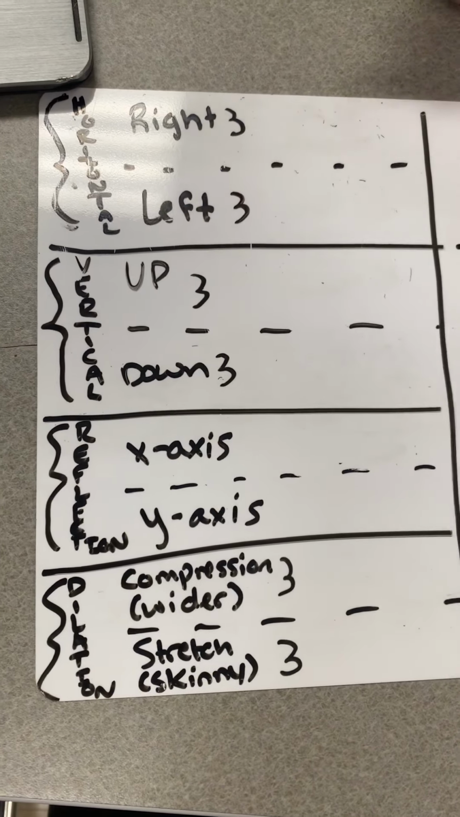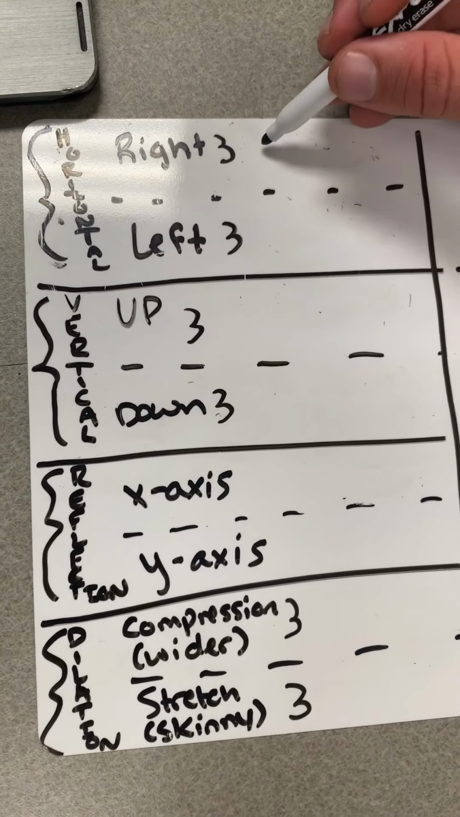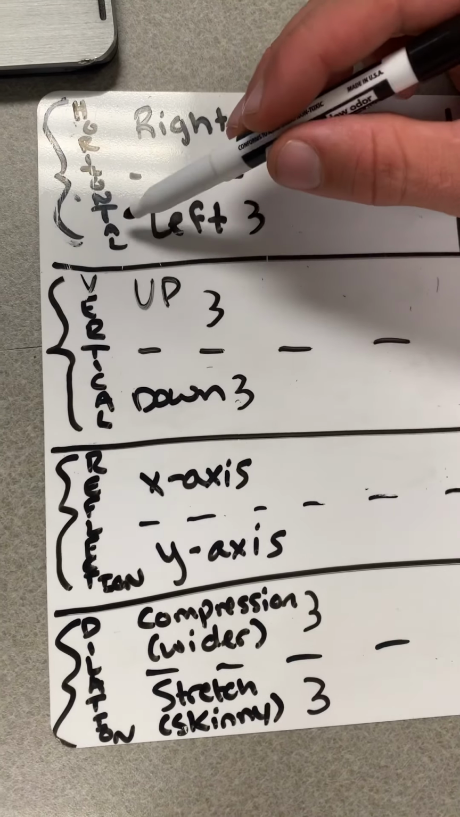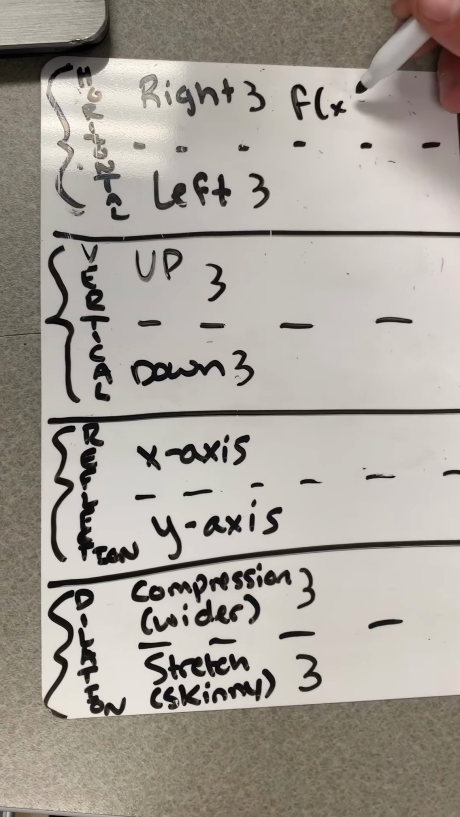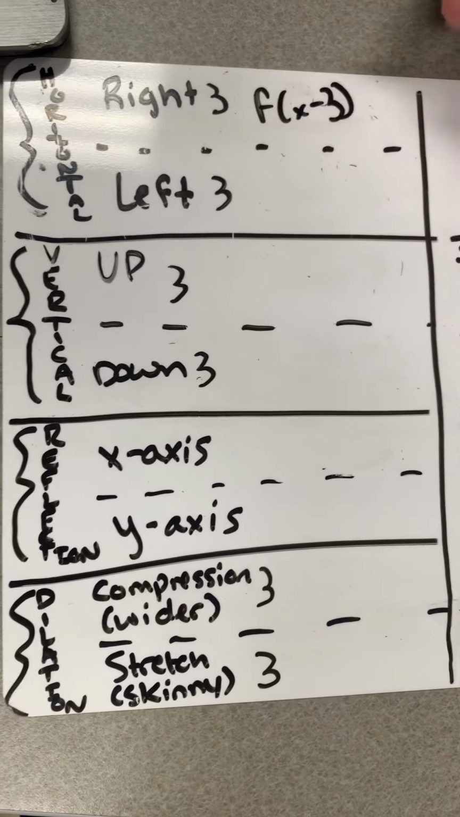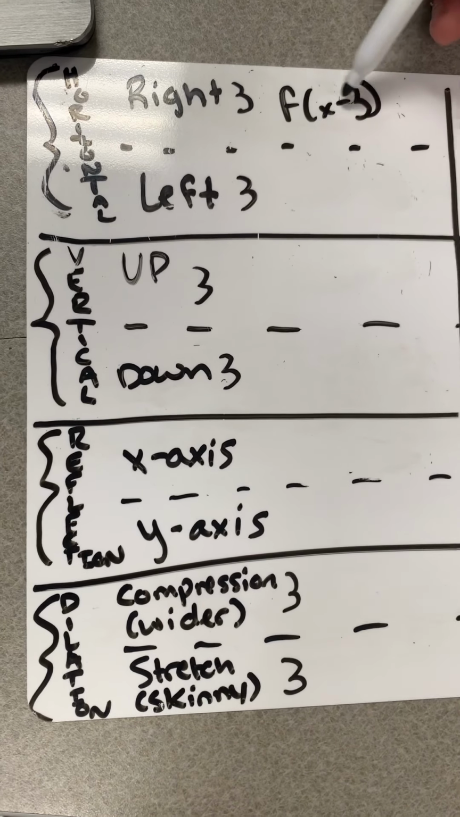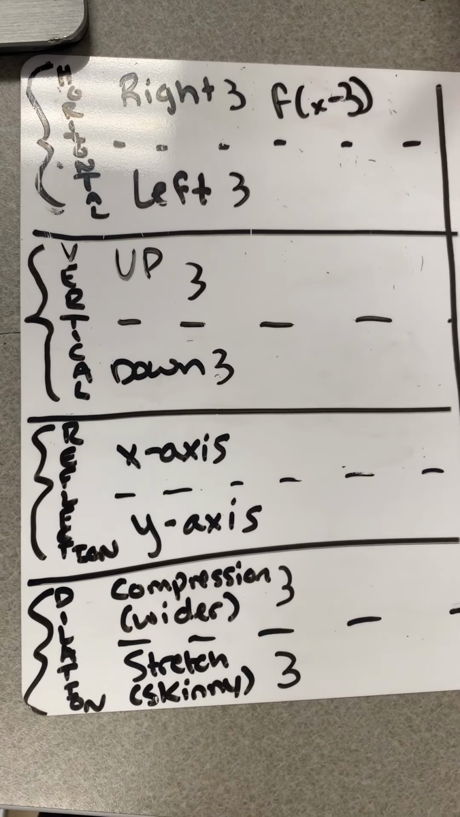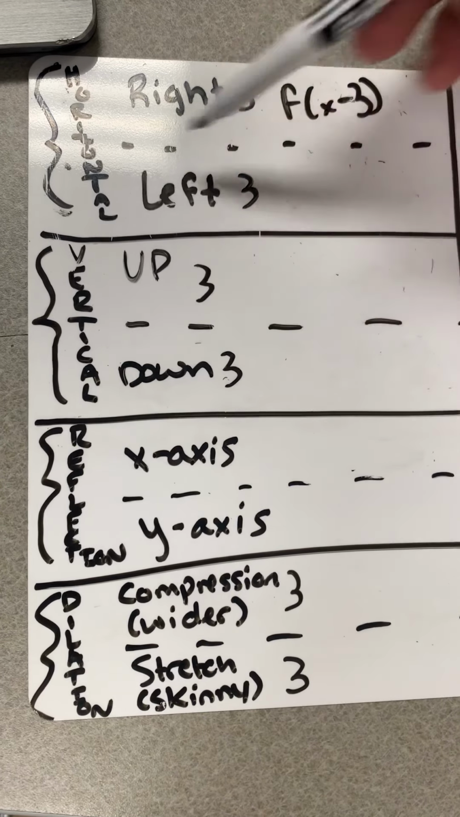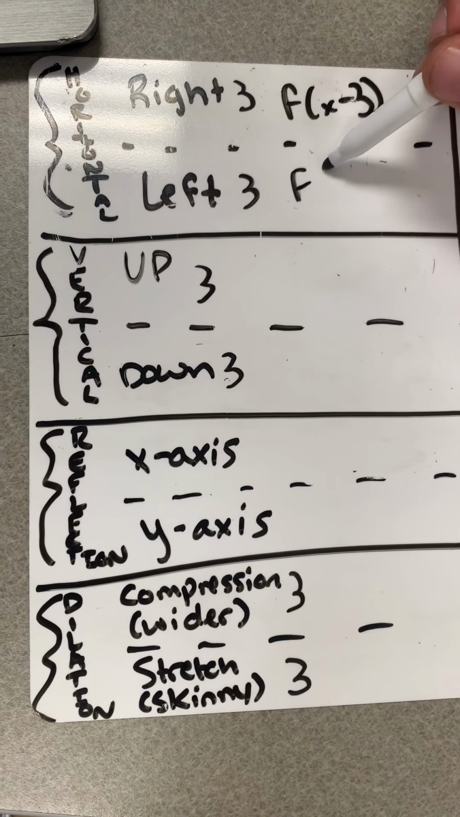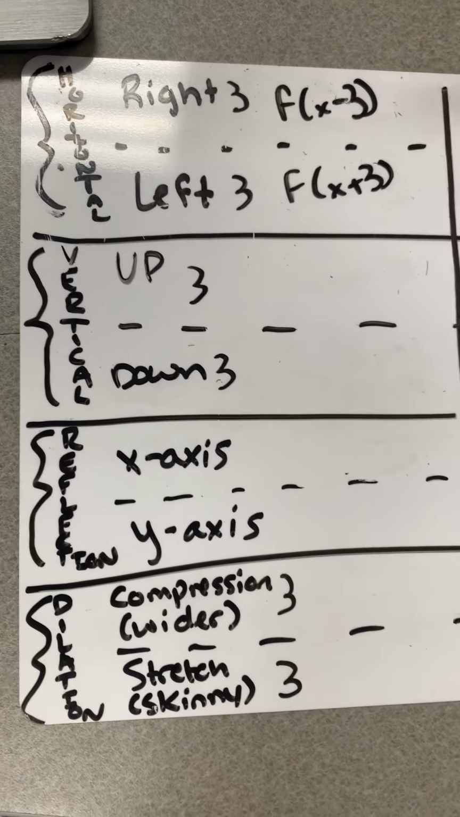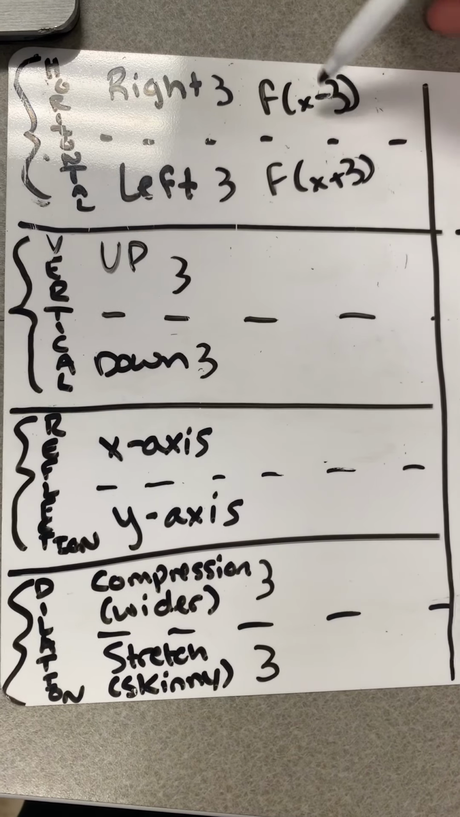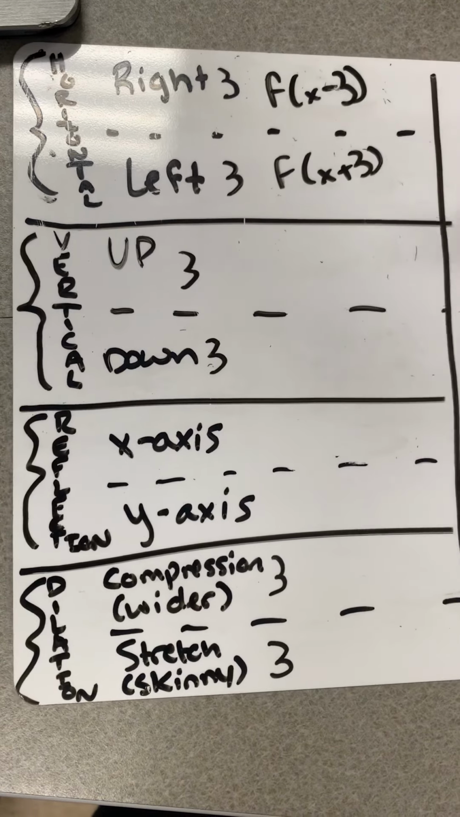So once again, we're talking about functions. If I wanted to transform a function right 3, horizontal shift right 3, I would write f of x minus 3, okay? And that's because if it's in parentheses, remember we do the opposite. Same thing, left 3, f of x plus 3, okay? Once again, those shifts go in parentheses.